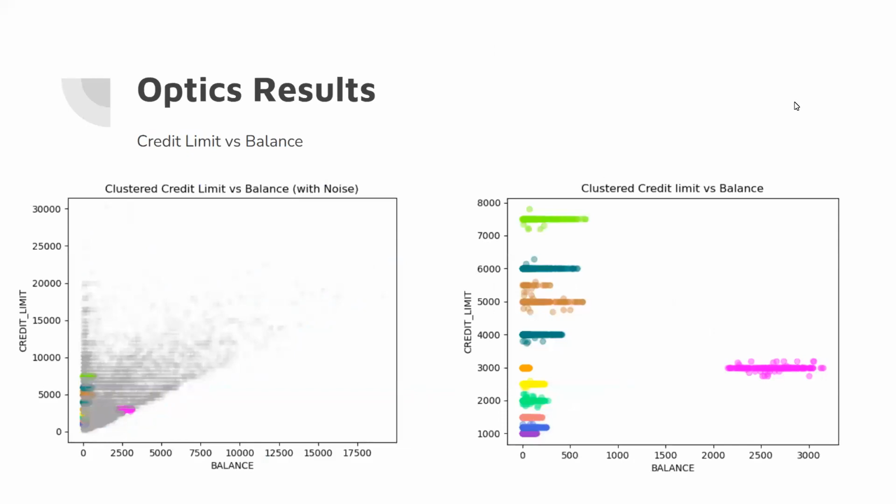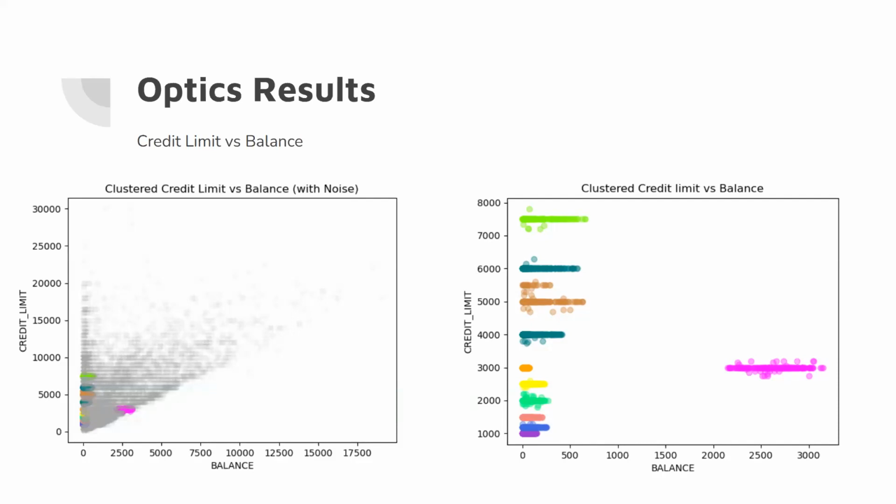So basically you can see that the ones without the noisy data are kind of just zoomed in on a smaller region. And here we see that one of our big findings is that in terms of the balance and the credit limit, the only ones that have a balance that are even remotely close to their credit limit are the ones at about the 3,000 plus range.